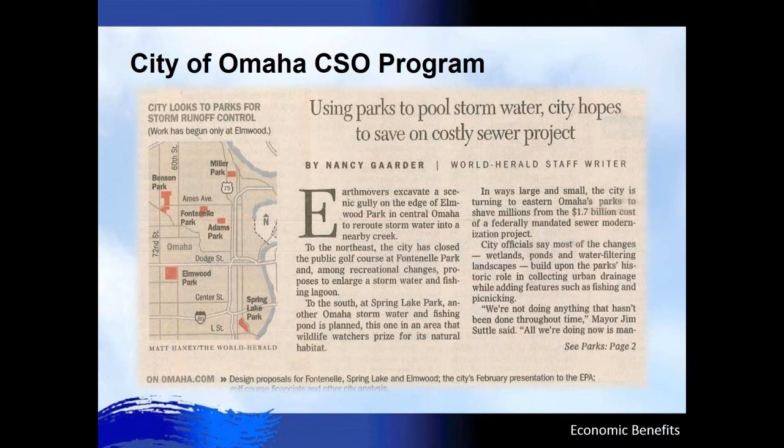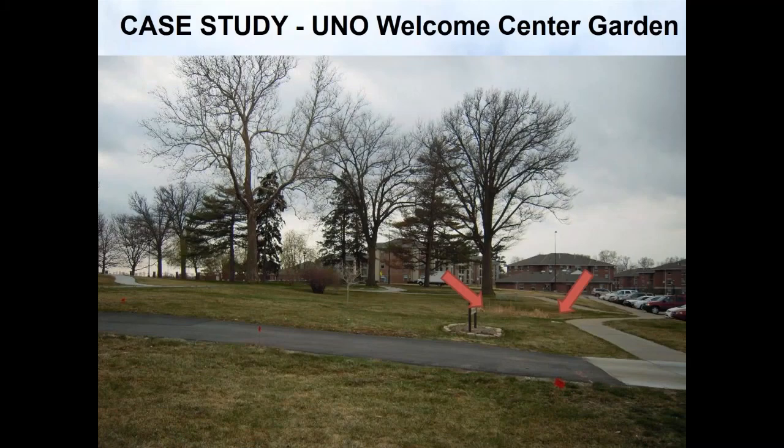So I'm going to go into a case study. This is another project that we did, called the UNO Welcome Center Garden. This project came about from a landscape architecture professor on the campus who came to us, and he pointed to this little cattail basin, where the arrows are, and said, we can do something better. Why don't we just take out the cattails and put in some amended soils and bioretention plantings, and it'll be so much better that way.